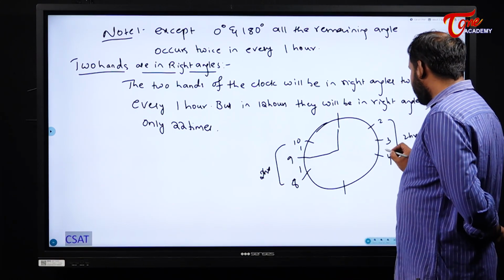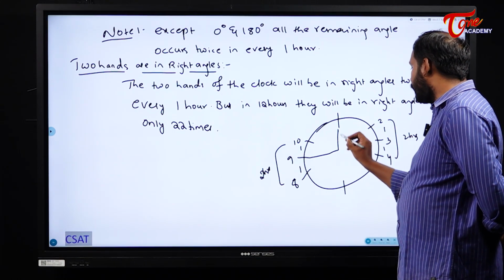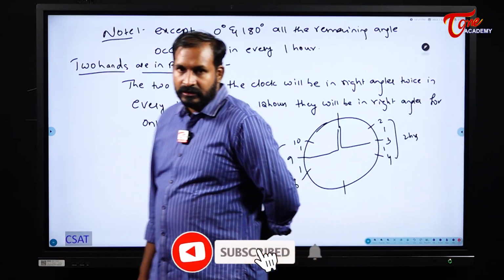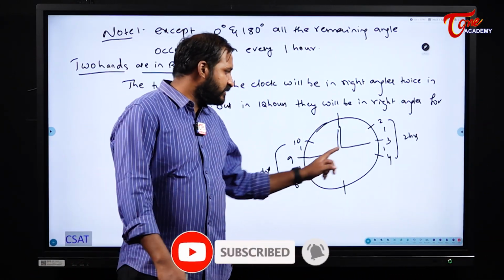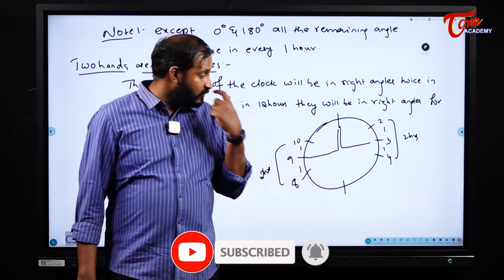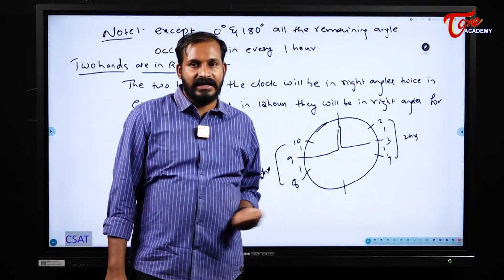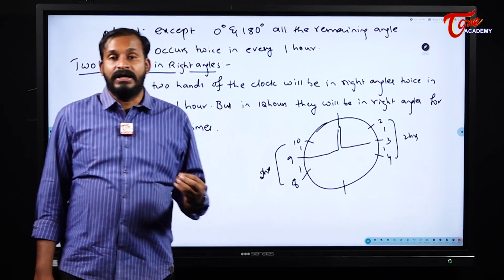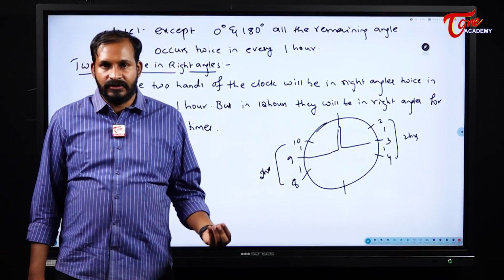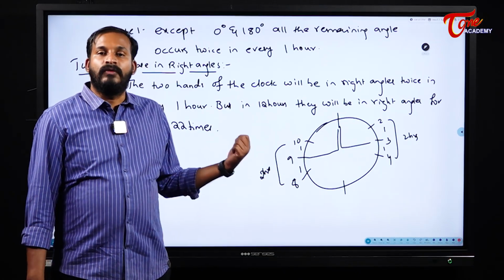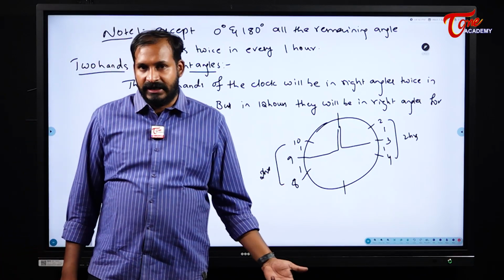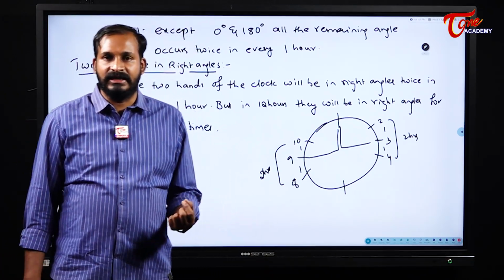Similarly, we will have a right angle here and here, and a common right angle exactly at 3 o'clock. Because of these two common right angles, we are losing one right angle here and one right angle here. That is the reason we will have only 22 right angles in 12 hours. In a day, how many right angles? 44 right angles in a day.